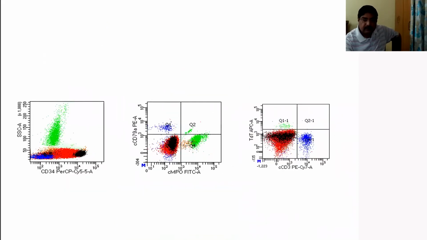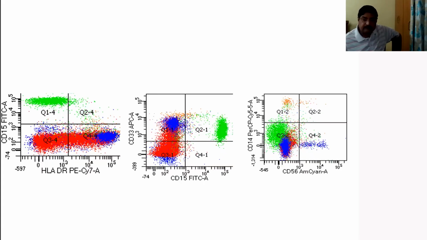Next. So if you look here, you will find that the neutrophils are positive for cytoplasmic MPO, and the blasts are on the negative side of cytoplasmic CD79a and cytoplasmic MPO. Okay, next. So here you can find that the red ones are HLA-DR positive. They are CD15 and CD34 negative, heterogeneous. So some are positive for CD33, some are negative for CD33, and they are CD56 negative, CD14 negative. Next.